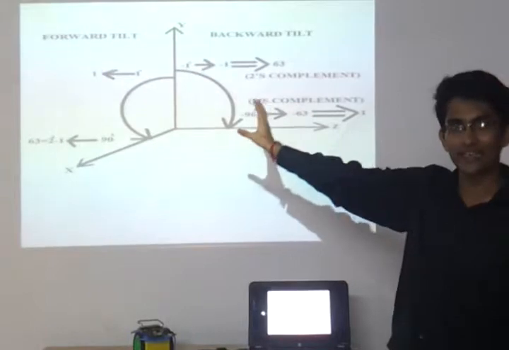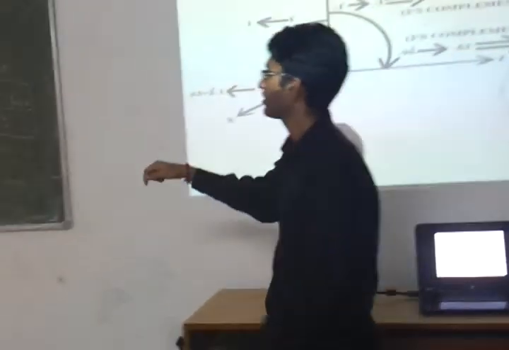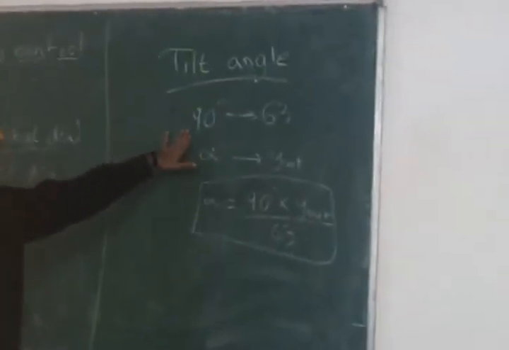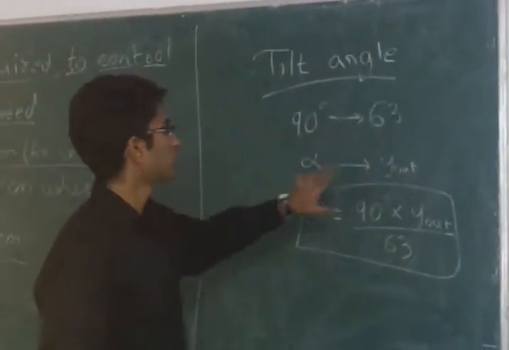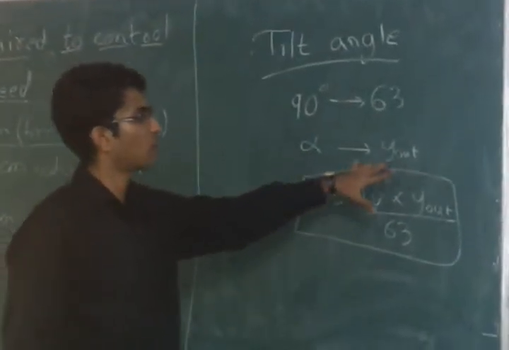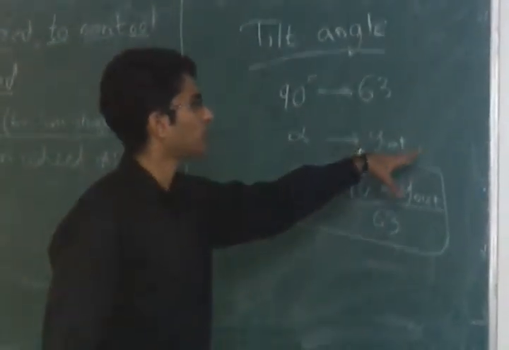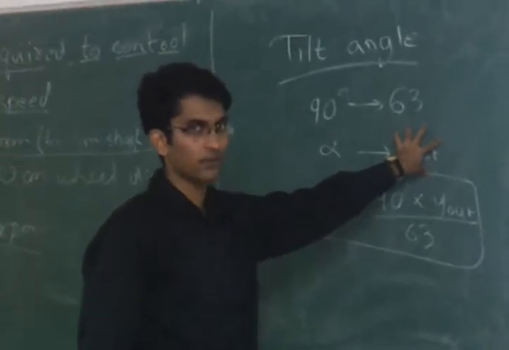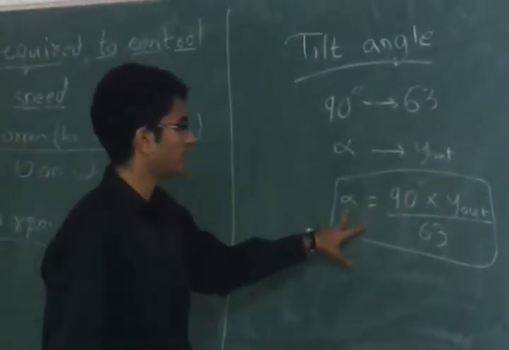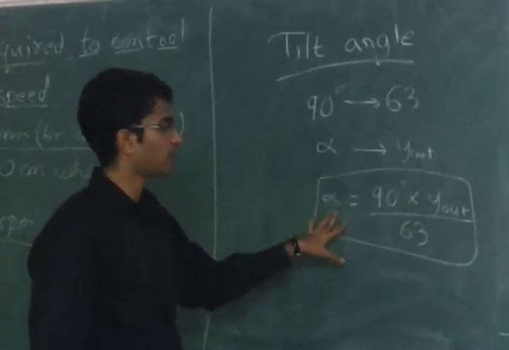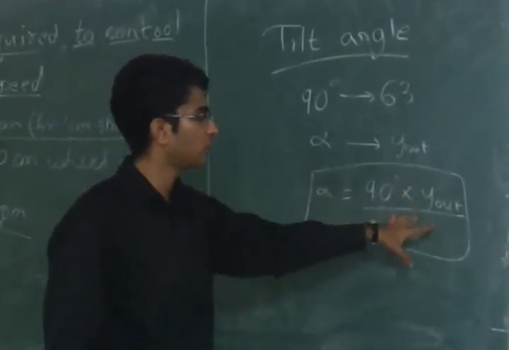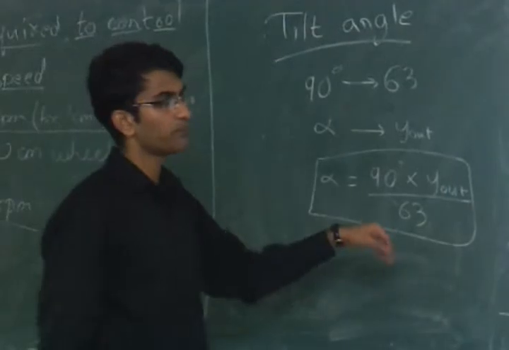So let's calculate the tilt angle alpha. Here we can see that for a 90 degree tilt, I have count as 63. For an alpha degree tilt, I have count y out. This y out will be from the accelerometer sensor. So I have to calculate alpha, that is the tilt angle, using the unitary method. So alpha is equal to 90 degrees into y out divided by 63.